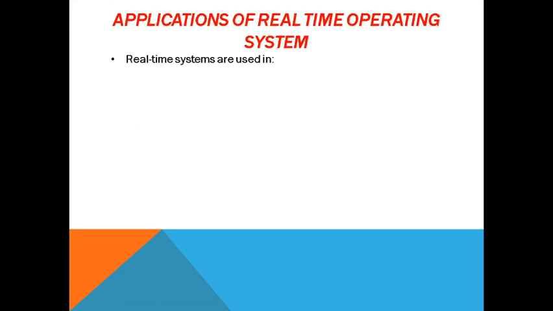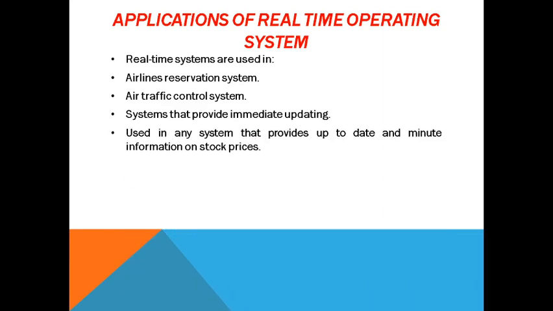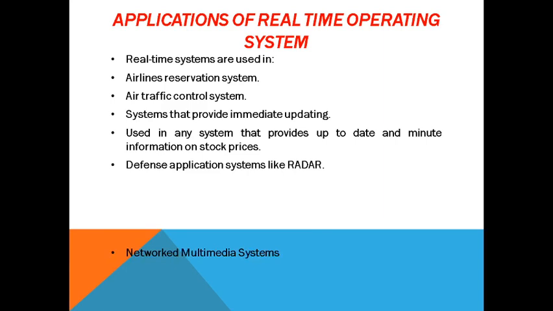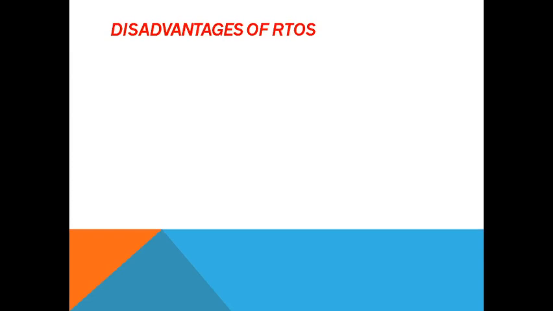Now in short, we will see what the applications of RTOS are. First is an airline reservation system. Second is an air traffic control system. Third is a system that provides immediate updating. Fourth is any system that provides up to date and minute information on stock prices. Then defense application systems like radar, network multimedia systems, command control systems, telephony, anti-lock braking systems, and heart pacemakers.